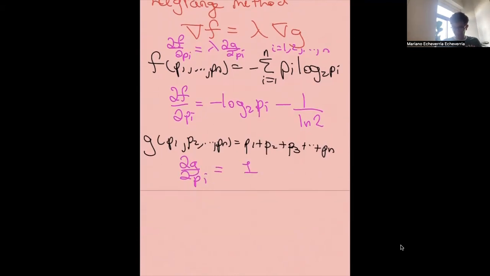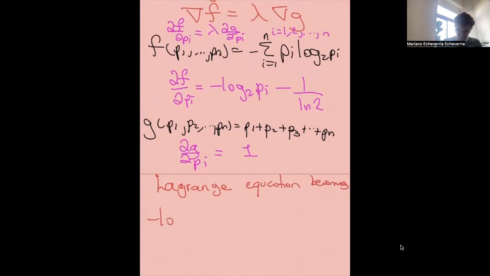So really what you have to solve for each i is the Lagrange equation, which becomes minus log base 2 of pi minus 1 over ln of 2 equals lambda. Okay, is that making sense? Because it's lambda times 1. I could put lambda times 1 if you prefer. That's just what the Lagrange equation is.